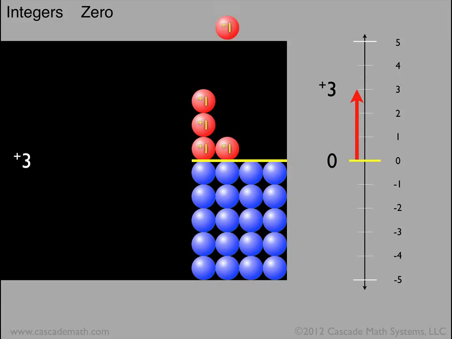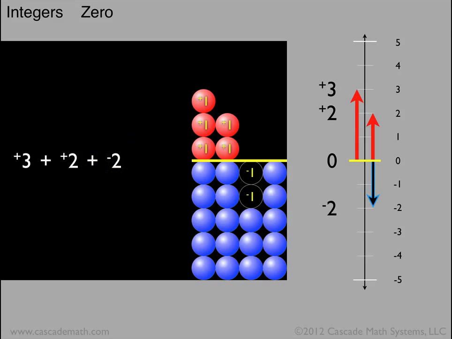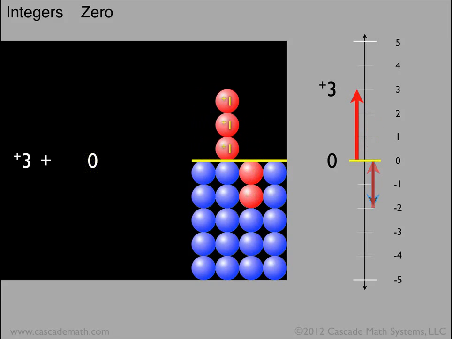Let's add 2 positives and 2 negatives to the positive 3. Since adding positive 2 and negative 2 is the same as adding 0, this is just like adding positive 3 and 0. When we add the numbers together, we get positive 3, which is what we started with. Positive 3 plus 0 equals positive 3.